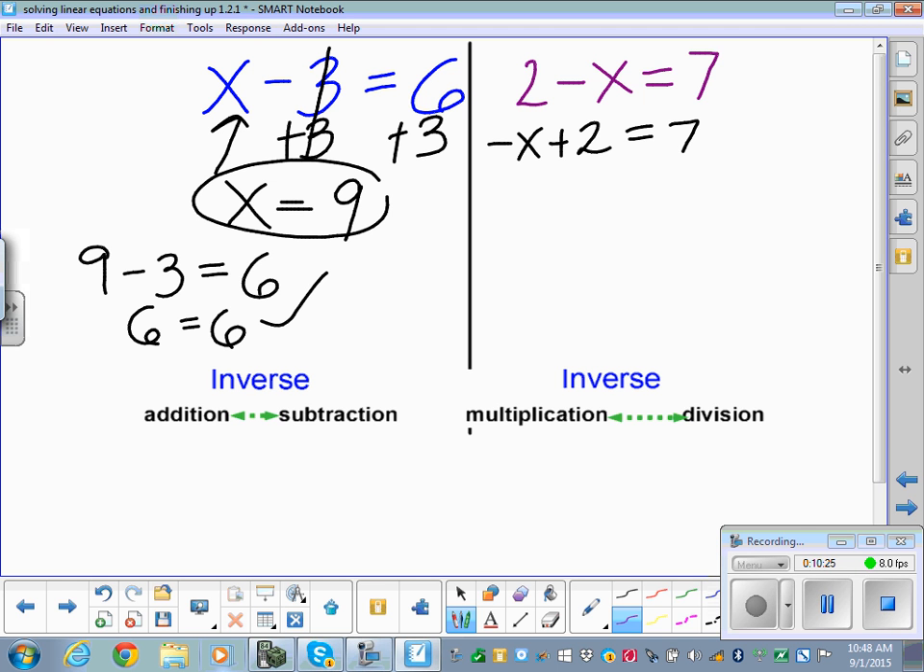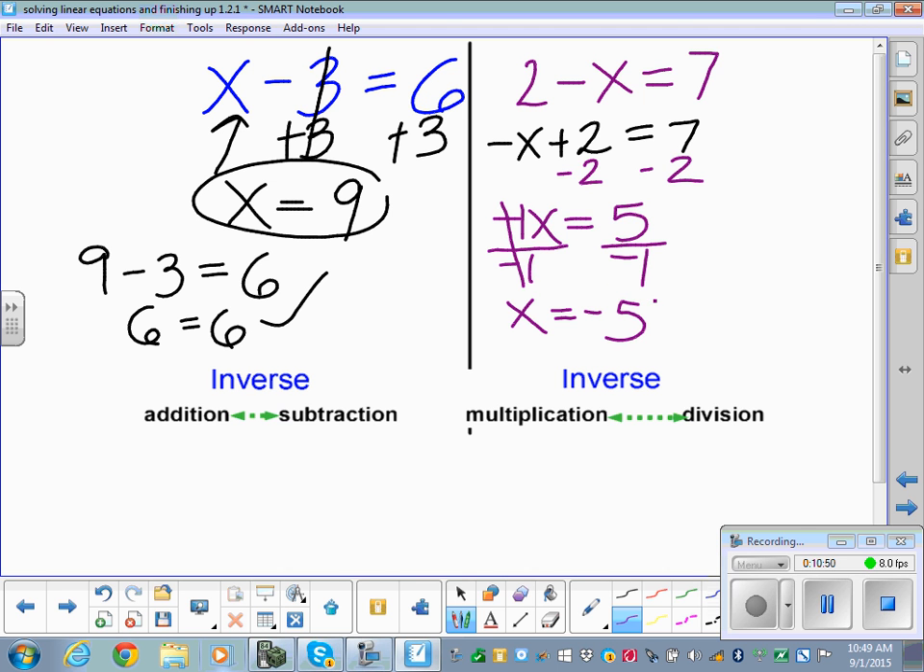What am I going to do first? Subtract 2 from both sides. So right now we have negative x is equal to, what's 7 minus 2? 5. Is x completely alone? No. There's a negative what number in front? Negative 1 in front. So now we'll divide both sides by negative 1. So then it's gone. So we have x is equal to, what's 5 divided by negative 1? Negative 5. Do you have questions?